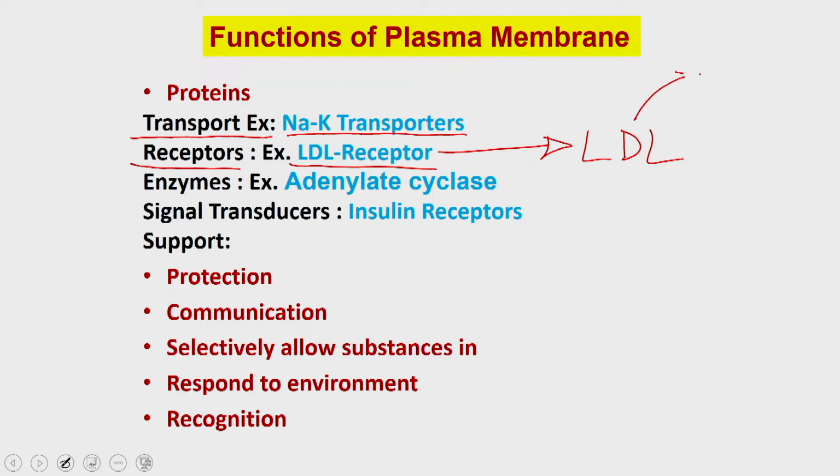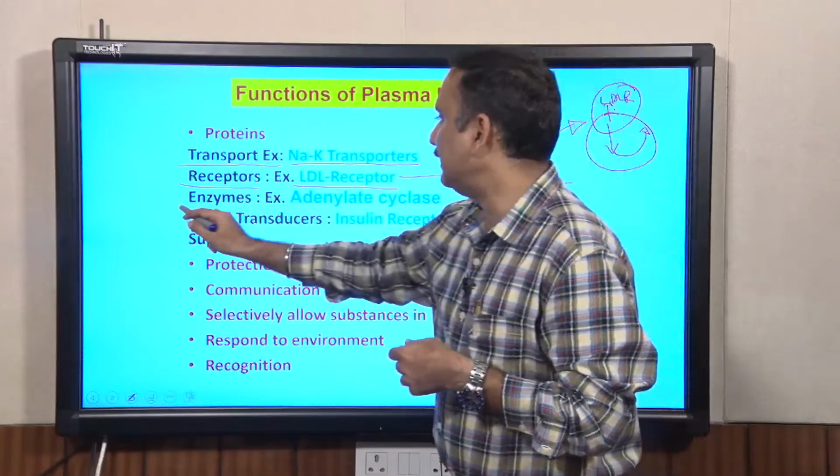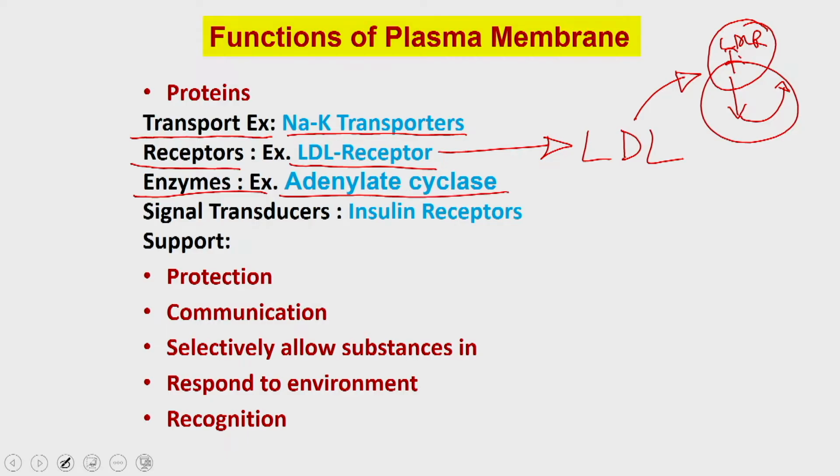What happens is, when LDL is present, LDL goes and binds to the LDL receptor, and this LDL receptor containing LDL goes inside, and that is how it delivers the LDL. After the delivery it returns back to the plasma membrane, and that is how receptor recycling continues in the cells. Then it has enzymes, for example adenylate cyclase, to catalyze reactions. Then it has receptors which do not participate in the uptake of food particles, but participate in signal transduction. A classical example is the insulin receptor.